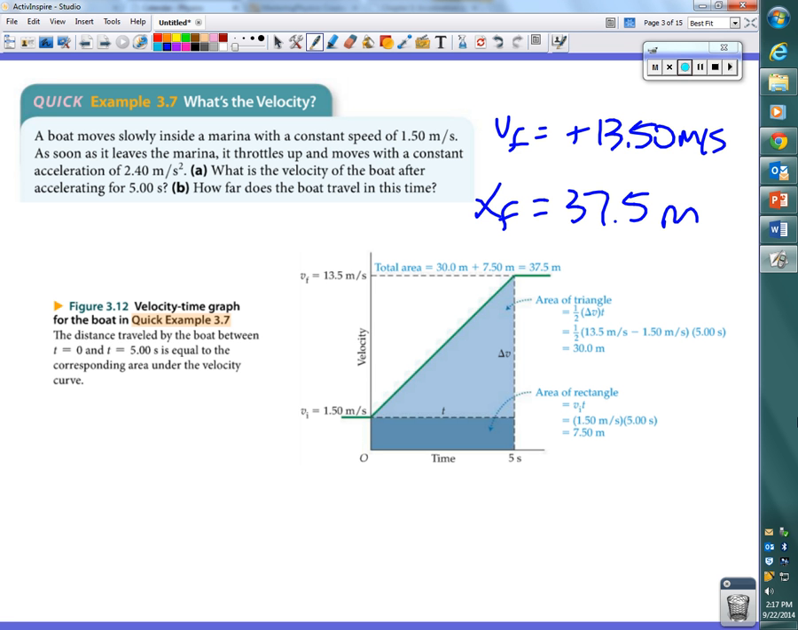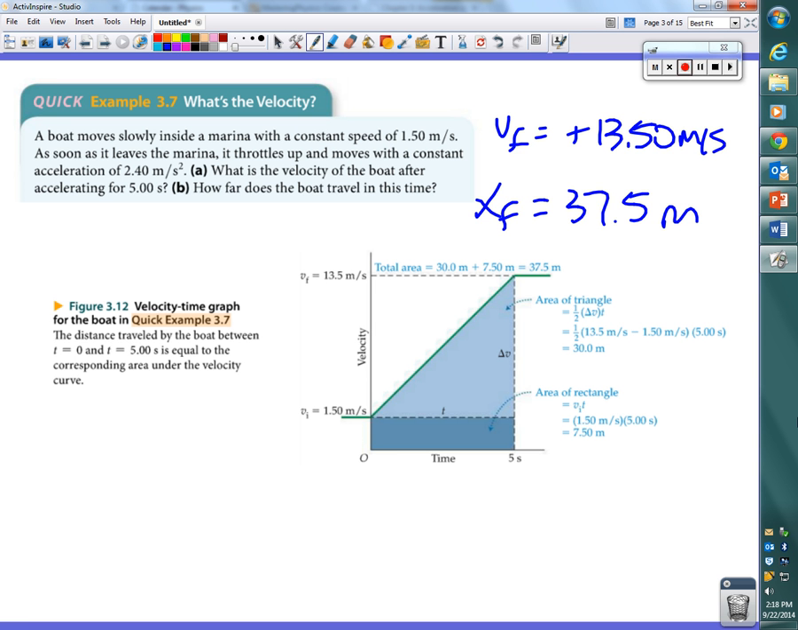Down at the bottom of the screen, and you guys have this at the bottom of page 2 of your packet, we have a graph of velocity versus time that shows the increase in the speed of the boat that we calculated in our quick example 3.7. So I'm going to zoom in for you guys, and if you see it on the screen, you don't get to zoom in, but that's okay. All right. What we're going to talk about here is by no ways intuitive, but it will take us from one equation to the next equation.